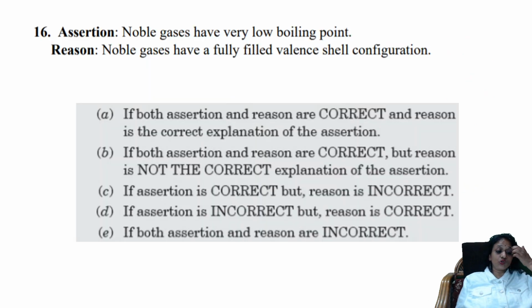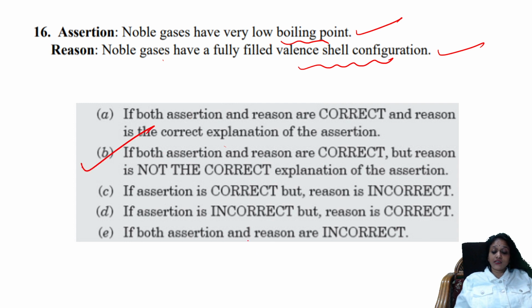Next question. Noble gases have very low boiling point. Yes, assertion right. Noble gases have fulfilled valence configuration. This is also right. But remember, students, this is talking about valence configuration, and this is talking about boiling point. Both are different concepts, but both are correct.